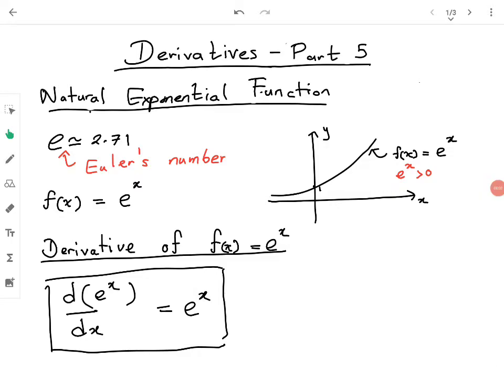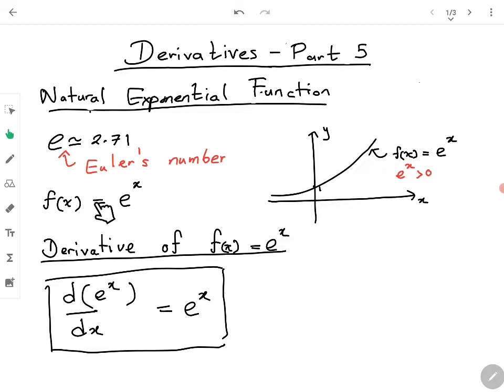In today's lesson, we are going to discuss how to differentiate exponential functions. So we start with the natural exponential function. The natural exponential function is an exponential function with base e. e is called Euler's number and it's close to 2.71. So approximately e is equal to 2.71.